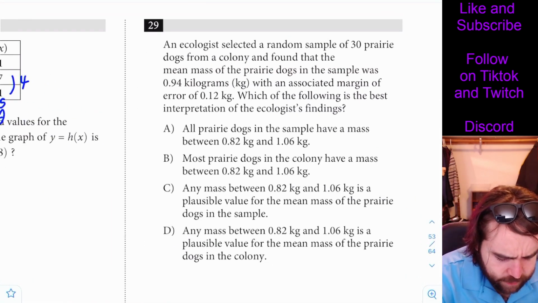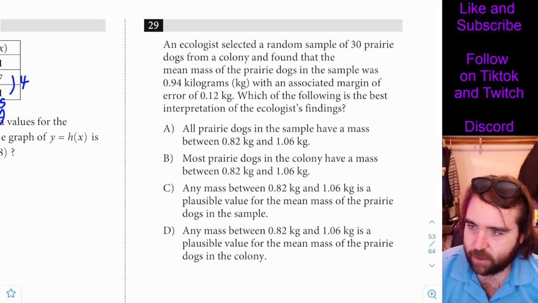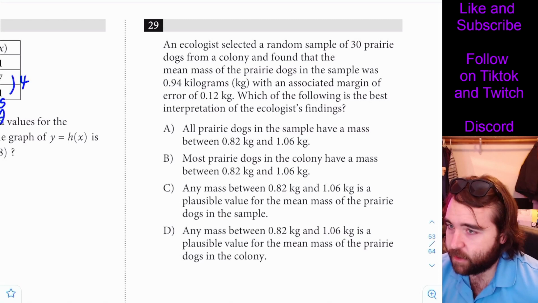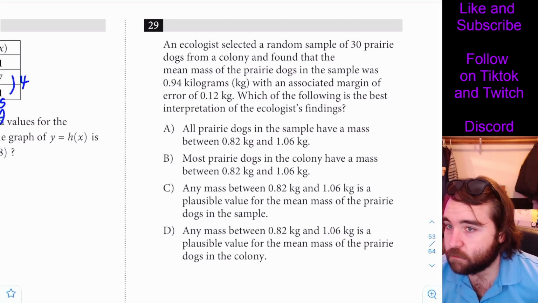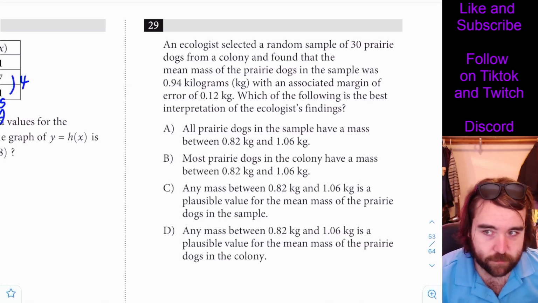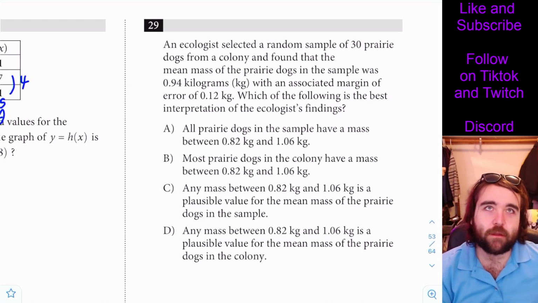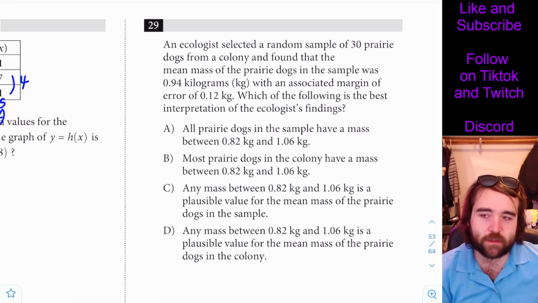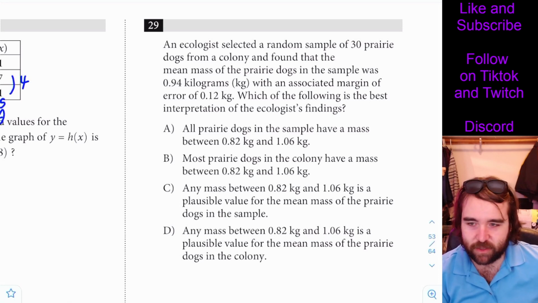So here, the ecologist selected a random sample of 30 prairie dogs from a colony and found that the mean mass of the prairie dogs was 0.94 kilograms with a margin of error of 0.12. Is that 0.12 on both sides or 0.12 in general? Probably on both sides, so it's probably plus or minus 0.06. It's also kind of nice because I would put it right at 1. Oh, that's actually what the question is asking.